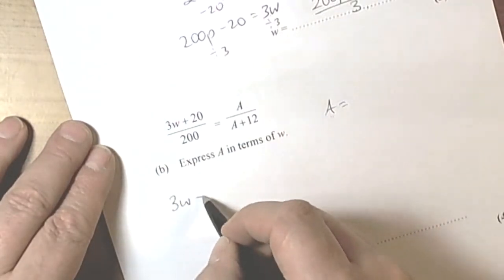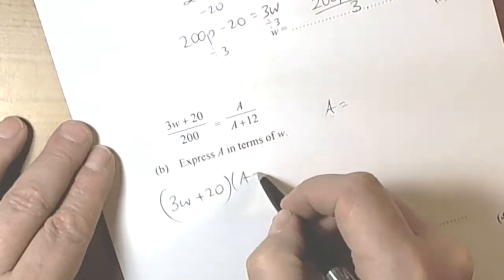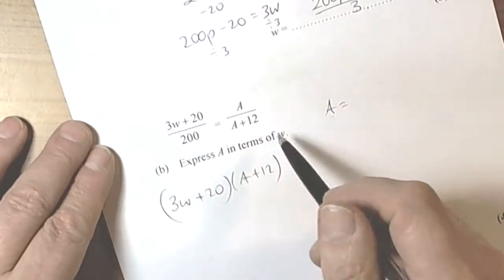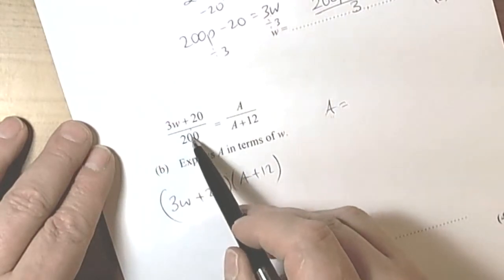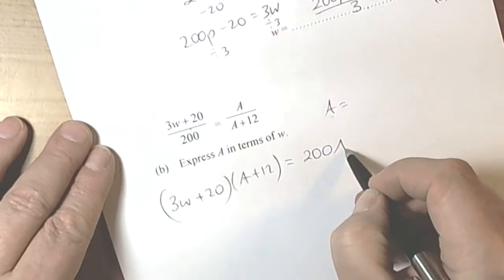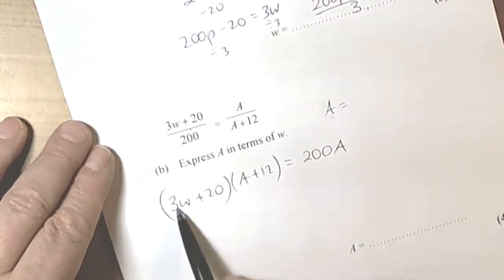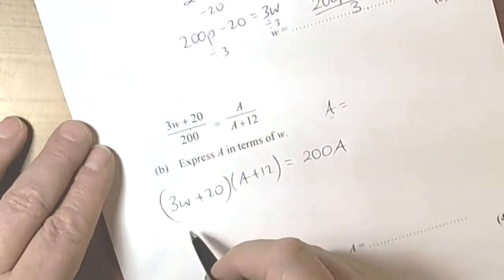So we've got 3w plus 20 in a bracket because it's 2 of those things, times by a plus 12. And because I had a divide by 200 here, I'm going to multiply by 200 to the other side. So we ended up with 200a. That's got rid of the division parts. Now I can multiply these 2 brackets out and see where we're going.